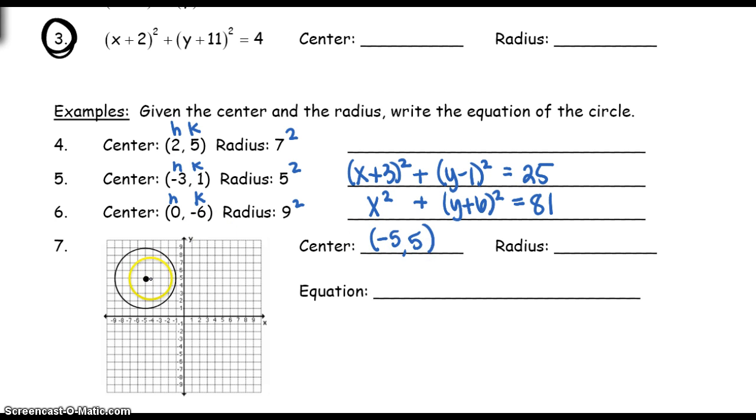Okay, and now they want the radius. So the radius is 1, 2, 3, 4 units long. What's the equation? If we know the center is (-5, 5), and we know the radius is 4, what's the equation going to be? So I want you guys to go ahead and do number 4. And I also want you to find the equation, now that you know how to do those, of the center (-5, 5) with a radius of 4. So bring those to class.